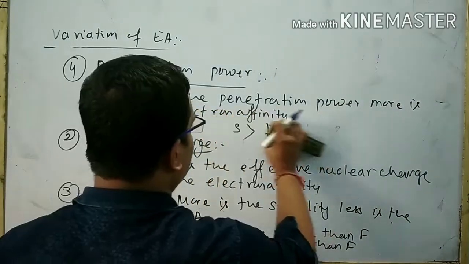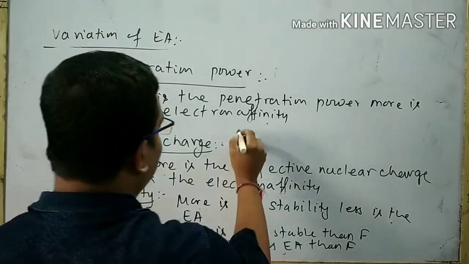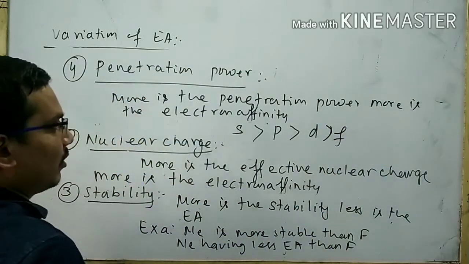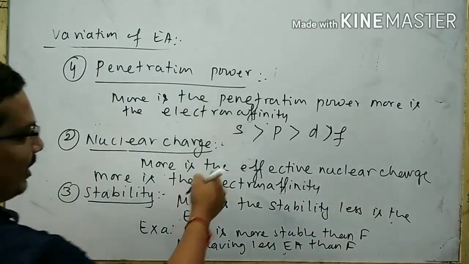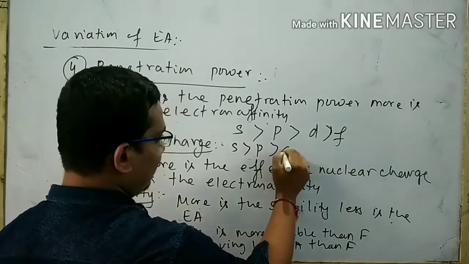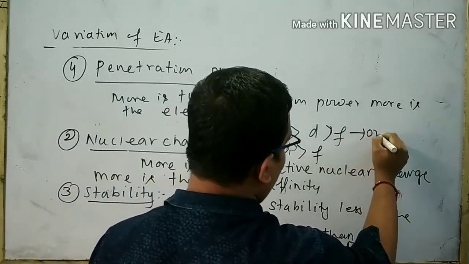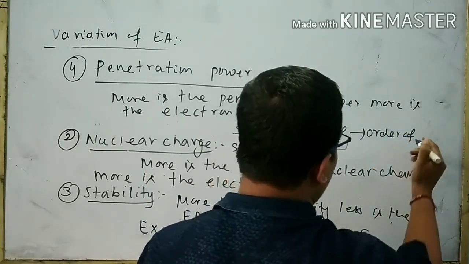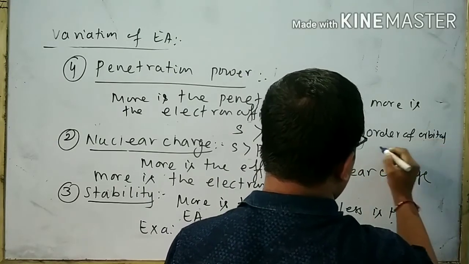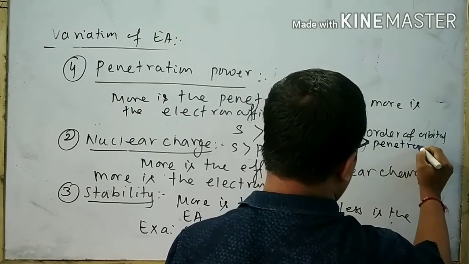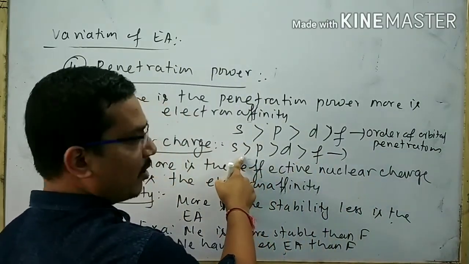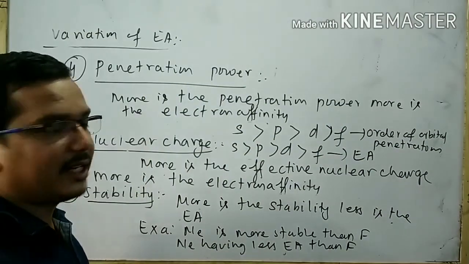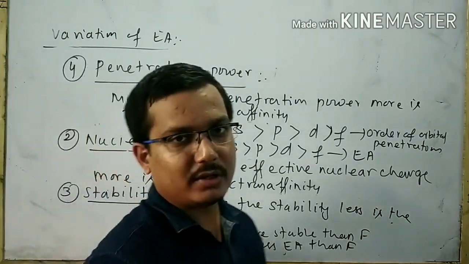We know that s orbital has more penetration power than p, than d, than f. So s orbital has more electron affinity than p, than d, than f. This is your order of orbitals according to the penetration power. This is the order of orbitals according to the electron affinity. That is all about your electron affinity.